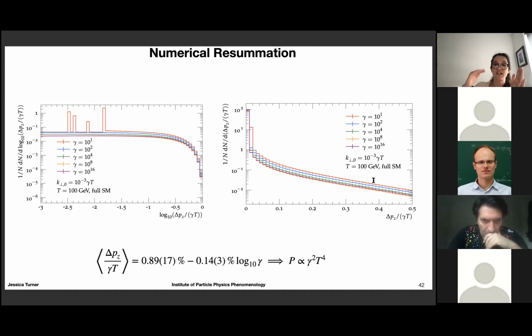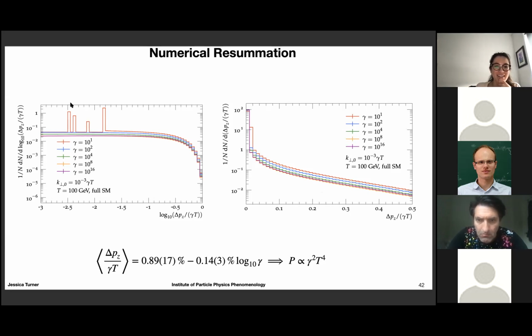We've also varied the cutoff scale, and we found that as long as the cutoff scale is about 10 to the minus 3 smaller than gamma, the average momentum transfer is not sensitive to that cutoff scale. So that cutoff scale could be, for example, the mass of one of your hard legs, or the thermal mass.